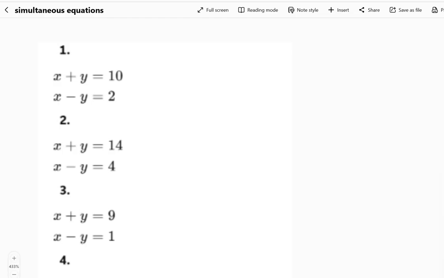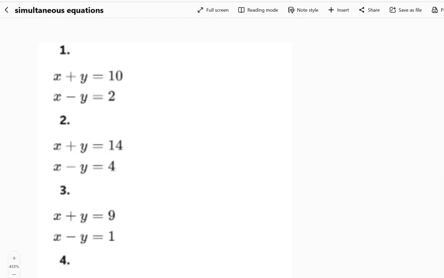There are two methods to solve this. I'm going to show you both. The first one is, in the first method, you can either add or subtract the equations so that one of the variables eliminates and one variable remains. That's how you get the value for that remaining variable, and then you're gonna put that value back into the equation to find out the value for the other variable.